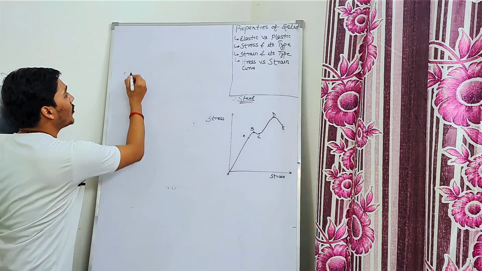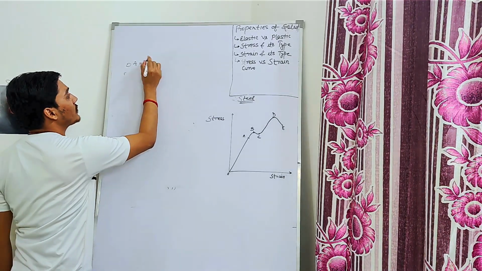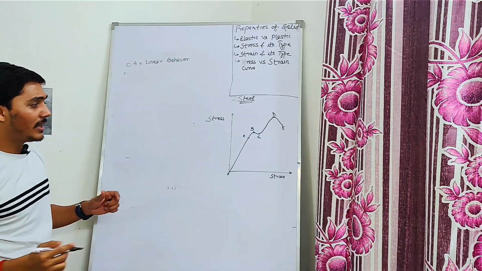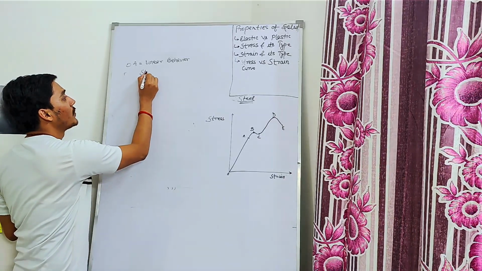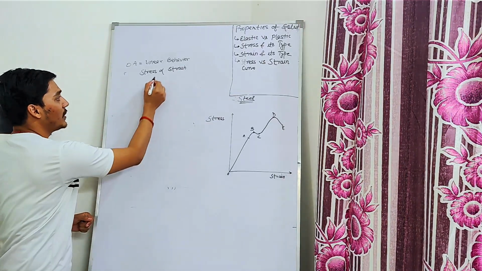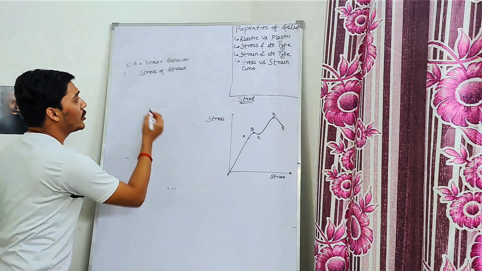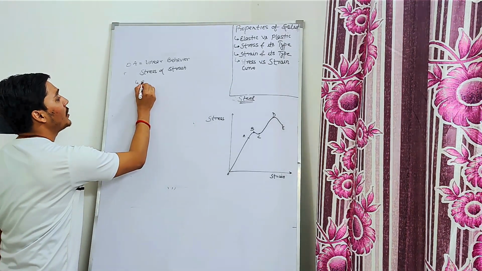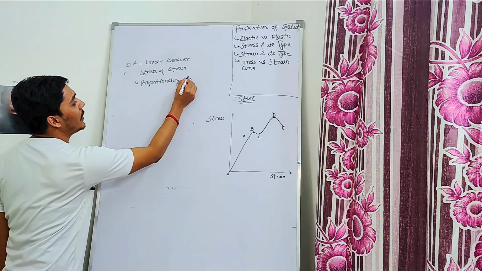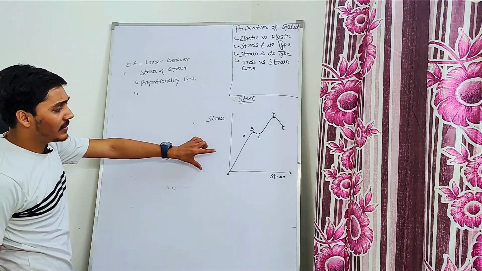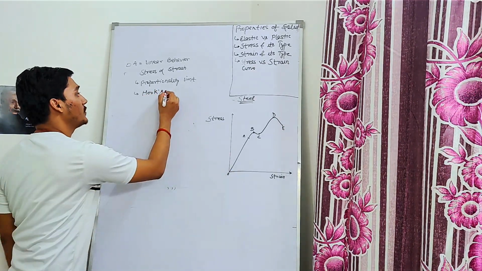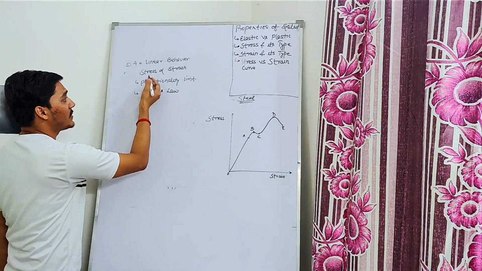Let us see what happens from O to A. There is a linear behavior. Linear behavior means stress is directly proportional to strain. As the stress increases, the strain correspondingly increases. So this region is also known as the proportionality limit. This O to A region is what is known as Hooke's law, which was described by Hooke.